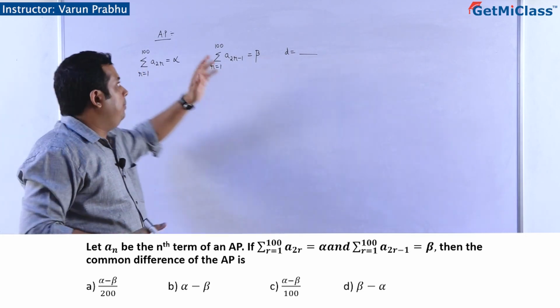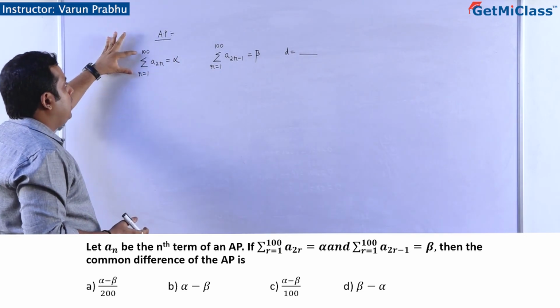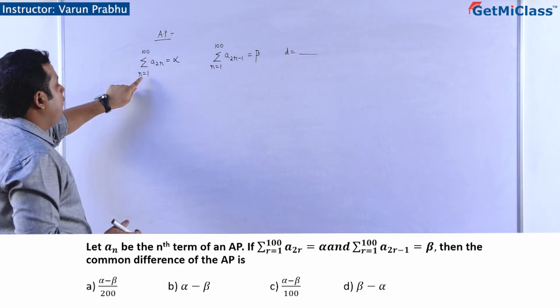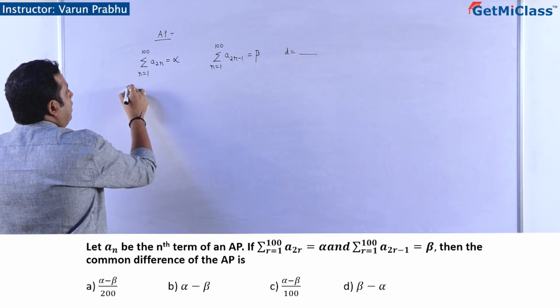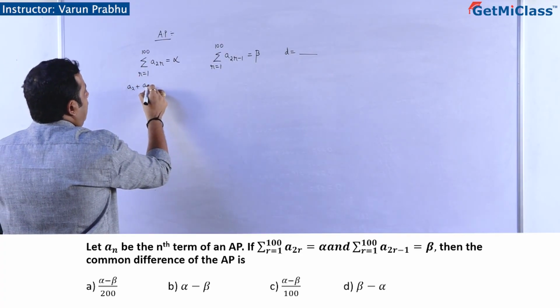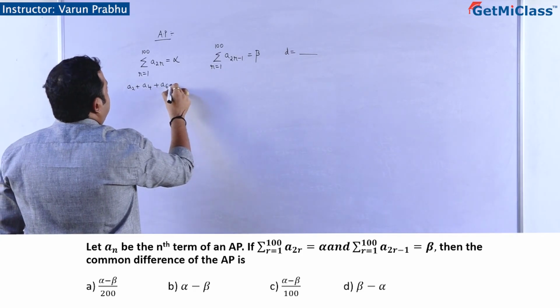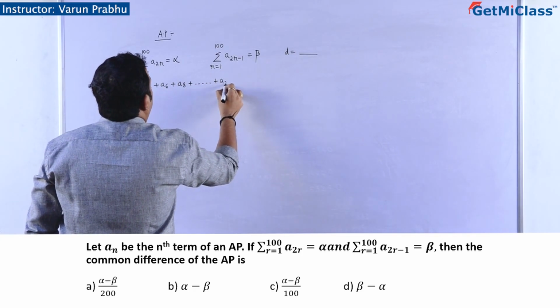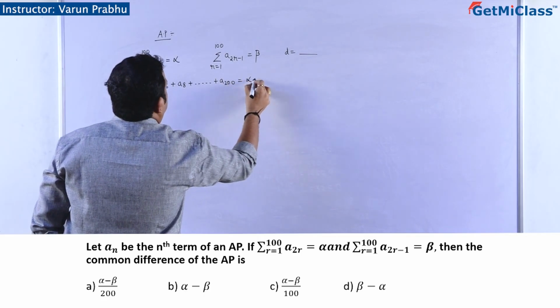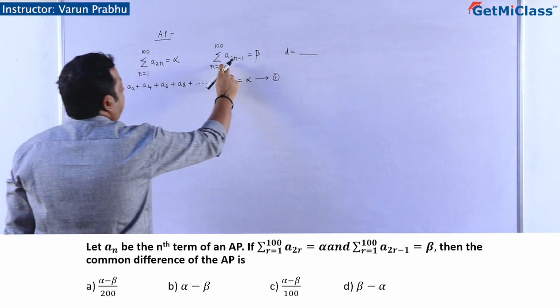If you look at this problem, the question is on arithmetic progression. Summation is given like this: from r equal to 1 to 100 of a_2r is equal to alpha. So I can write here a2 plus a4 plus a6 plus a8 plus so on up to plus a200, that is equal to alpha. This is equation number 1.